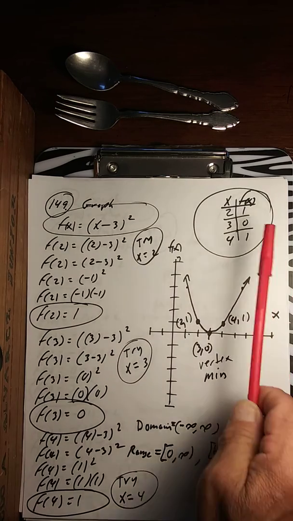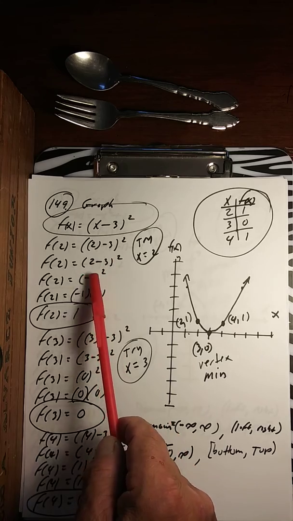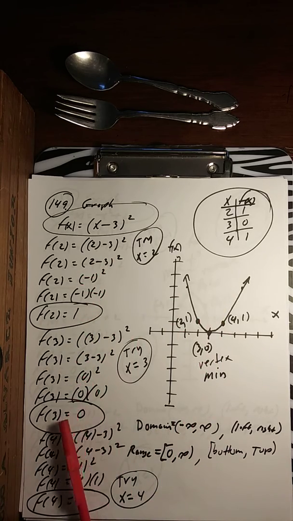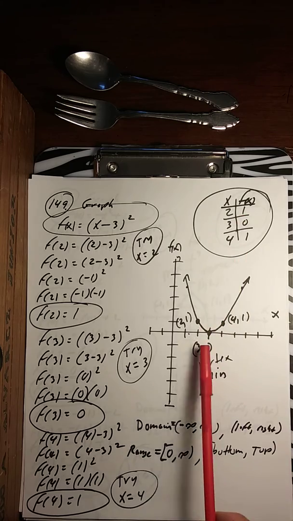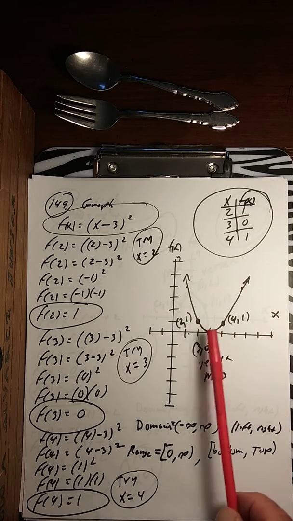This one, try some numbers. 2, 3, 4. Put 2 in there. 2 minus 3 is negative 1. Negative 1 squared is 1. And then put 3 in there. 3 minus 3 is 0. 0 times 0 is 0. Put a 4 in there. 4 minus 3 is 1. 1 times 1 is 1. So we have 2 and 1, 3 and 0, and we have 4 and 1.